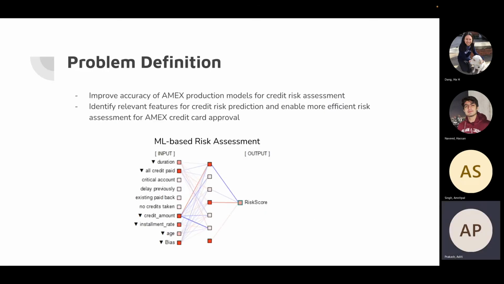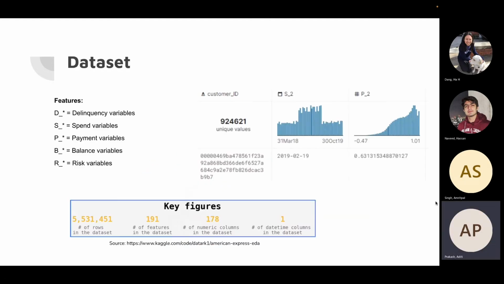Based on this background, we chose the problem of improving the existing models for credit risk assessment that AMEX has. And our goal was to both identify the features that best predicted credit default risk and more accurately and efficiently predict credit default risk.